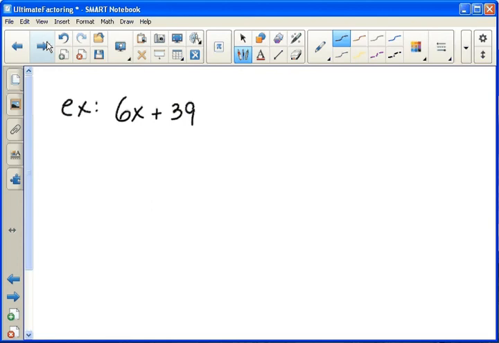So I pull a 3 out front. 6x divided by 3 leaves me with a 2x. 39 divided by 3 gives me 13. You can also make sure you're on the right track by making sure there's nothing else that can be pulled out or that they have in common. 2x and 13 don't have anything else in common, so we know we're done.